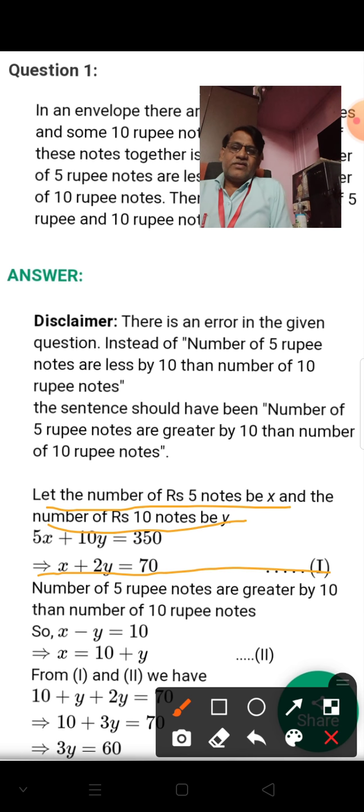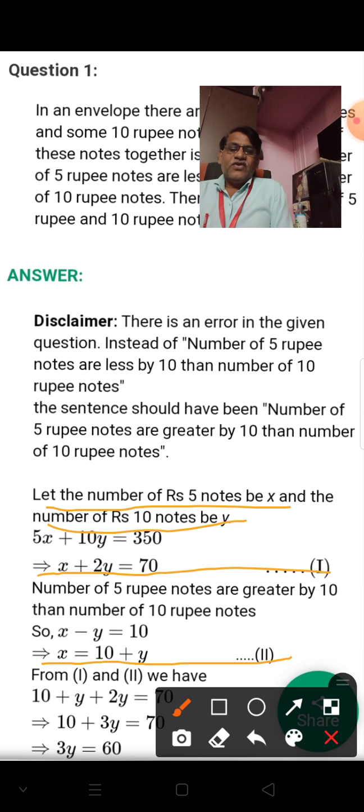According to the second condition in the given question, the number of 5 rupees notes is greater by 10 than the number of 10 rupees notes. It means x minus y is equal to 10, that is, x is equal to 10 plus y. This is equation number 2. Okay, you get both equation number 1 and equation number 2. From the first condition you form equation 1, and from the second condition you form equation 2.